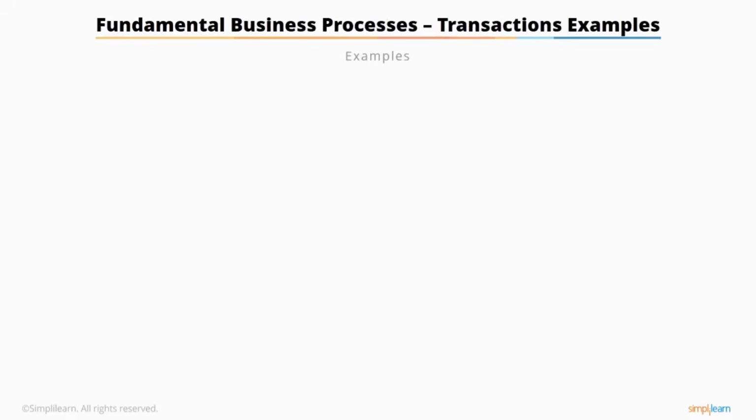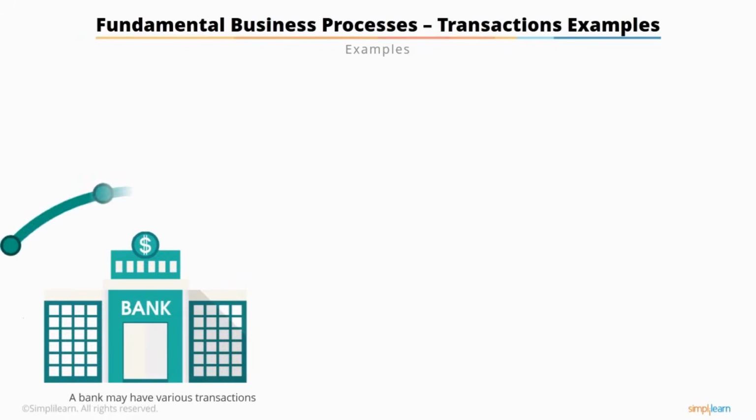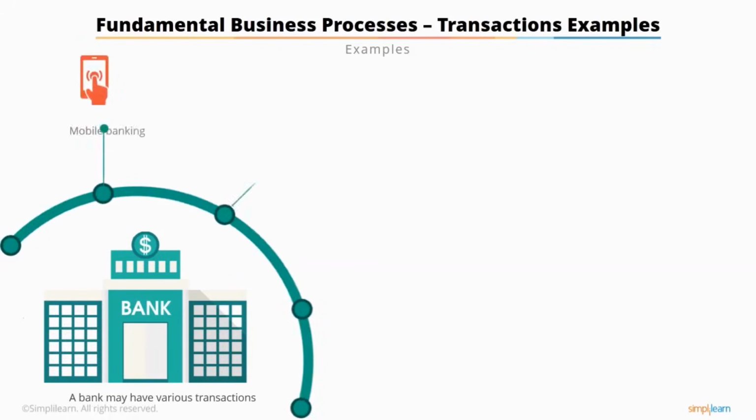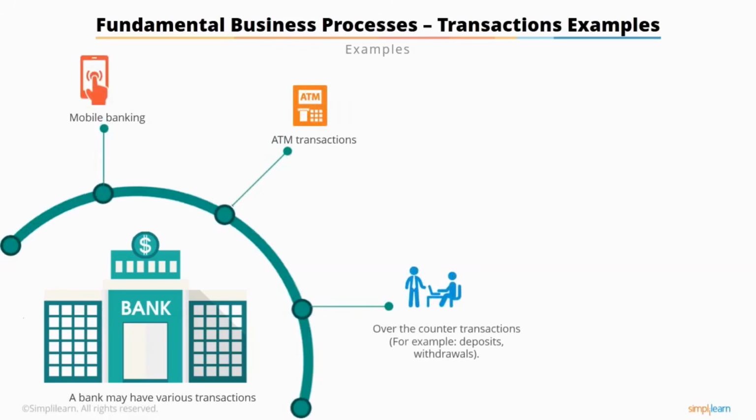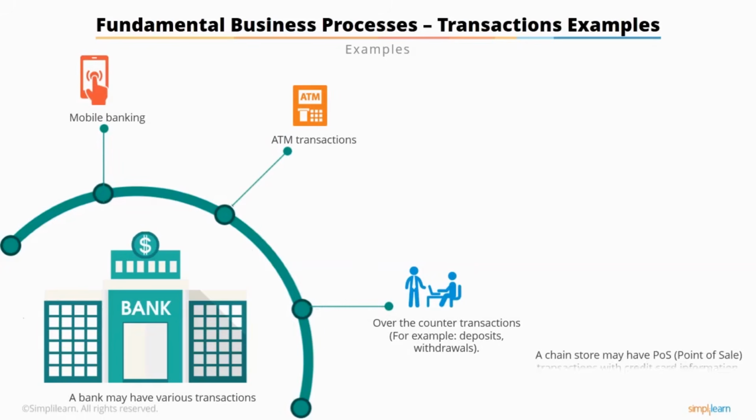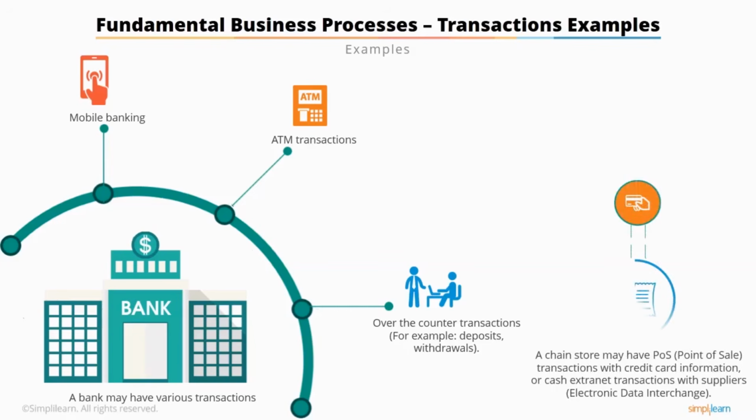Here are just some examples of fundamental business processes, using transactions as an example. A bank can have various transactions: mobile banking, ATM, over-the-counter, deposits, withdrawals, wire transfers, all sorts of accounts. A chain store might have point-of-sale transactions with credit card, extranet cash transactions with suppliers using electronic data interchange, ordering from vendors, those sorts of processes.